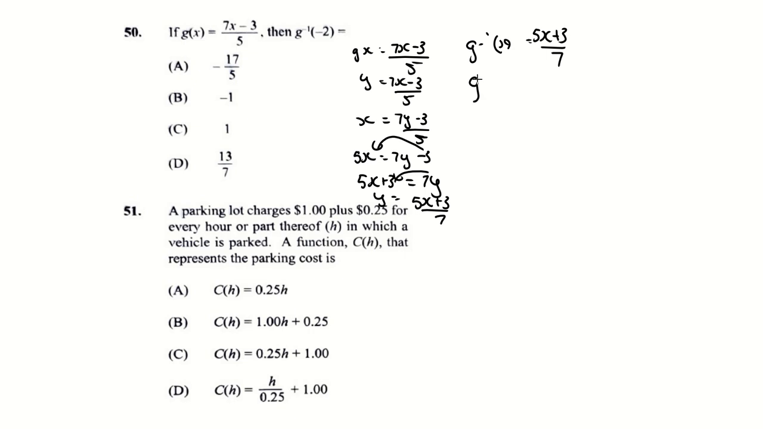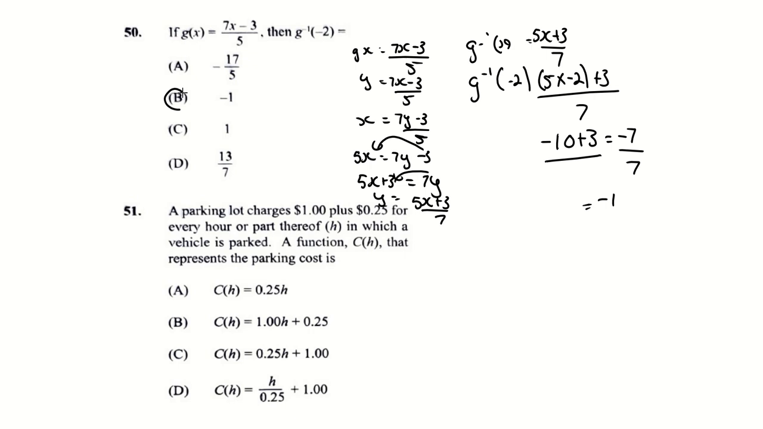So if I want g inverse of -2, that is 5 multiplied by -2 plus 3 all over 7. 5 twos are 10. -10 plus 3 is -7 over 7, which is equal to -1. So the answer would be B. That is how you would have done this question here.